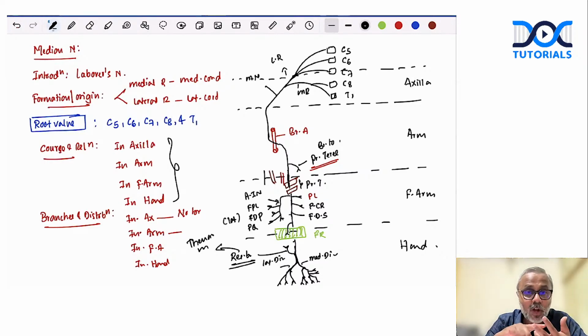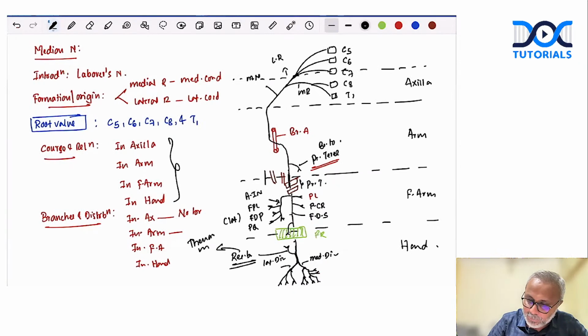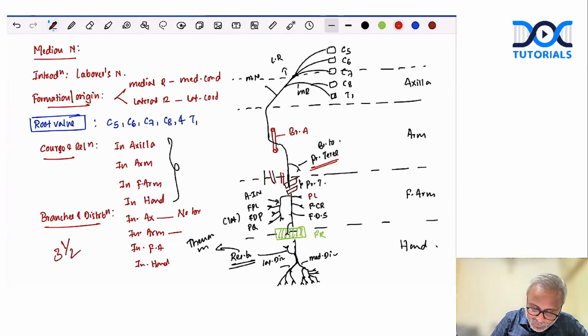what will happen to the common digital branches? The common digital branches, as they reach the web space, divide into the proper digital nerves for the index finger and the middle finger, and then they supply the side of the middle finger and the ring finger. So in total, the median nerve will supply the skin of 3.5 digits of the hand, right? This is how we can describe the course and relation.